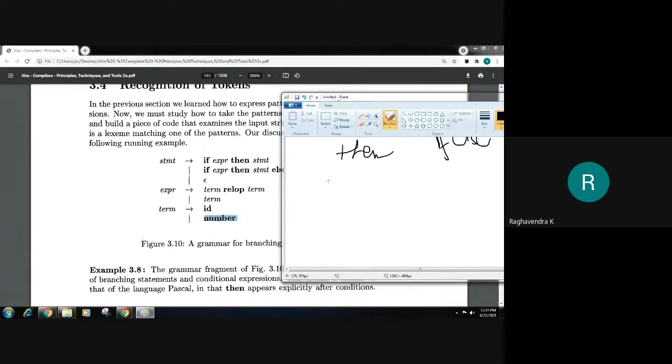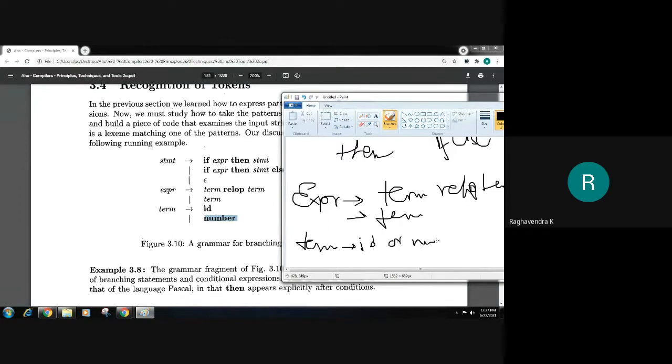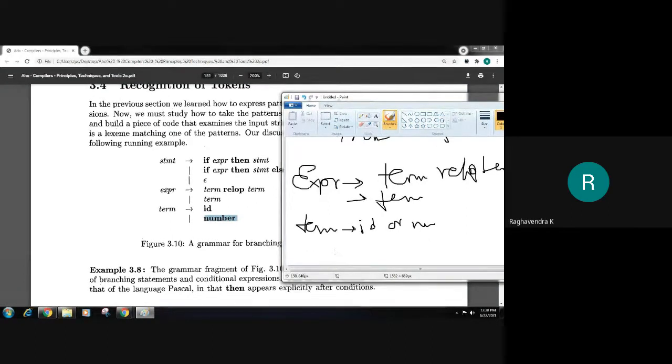So let us concentrate on expression. What is an expression? There can be a term, there can be a relational operator, and there can be another term, or it can be simply a term. Before that, what is a term? A term can either be an identifier or a number. So it means that a term is an ID or a number. For example, look at this particular statement: if A is less than or equal to 10, something like this. So this is the part of the expression, right?